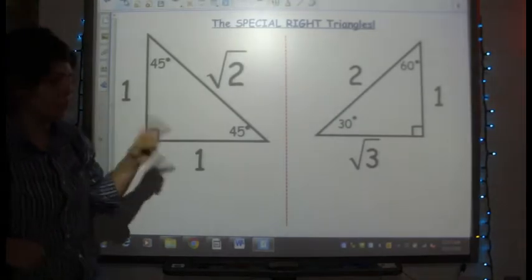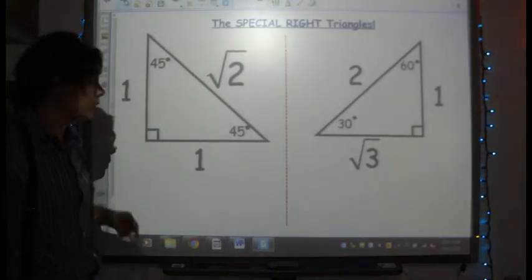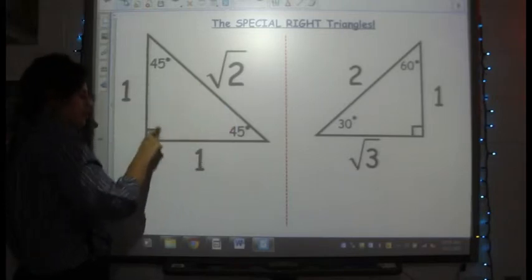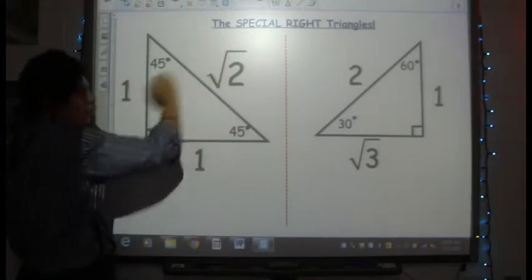Your 2 special right triangles are very, very important. We have the 45, 45, 90 right triangle. Remember, the 90 is the little square here, and our sides are 1, 1, square root of 2.